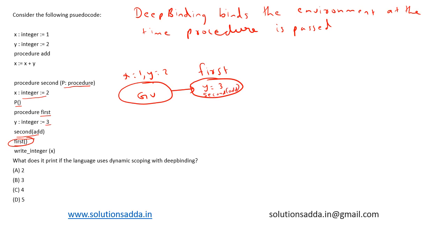Due to deep binding, the scope of the variable in add gets assigned here. So what is the scope of variable second in procedure P? In this case, y is bound to 3 here. That is the important point. Now second gets called. Here x is assigned 2. Then we call the procedure P.